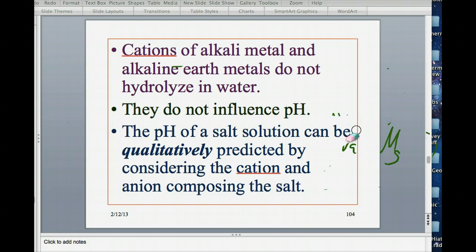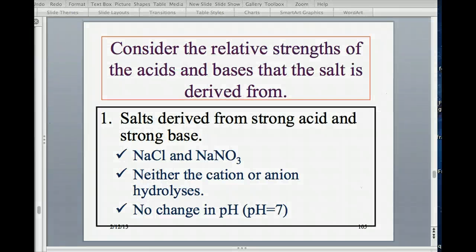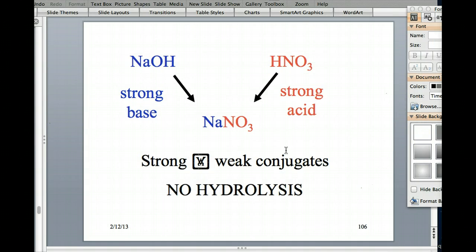That's particularly true now. Even if we wanted to do it with numbers, we have this whole Ka-Kb relationship. So we're going to go back and do a very similar exercise that we did earlier. We've already talked about both of these, NaCl and NaNO3, that both the cation and the anion came from strongs, so they're both neutral. Moving forward. And there you go. Strong base, strong acid is the conjugate parts. Na came from NaOH, NO3 came from HNO3, and no hydrolysis happens. So NaNO3 is a neutral salt.